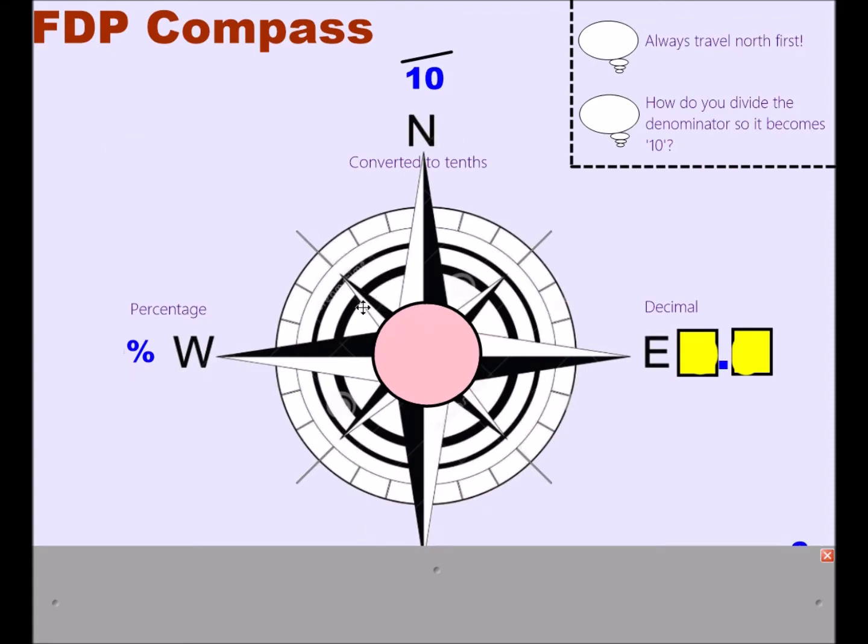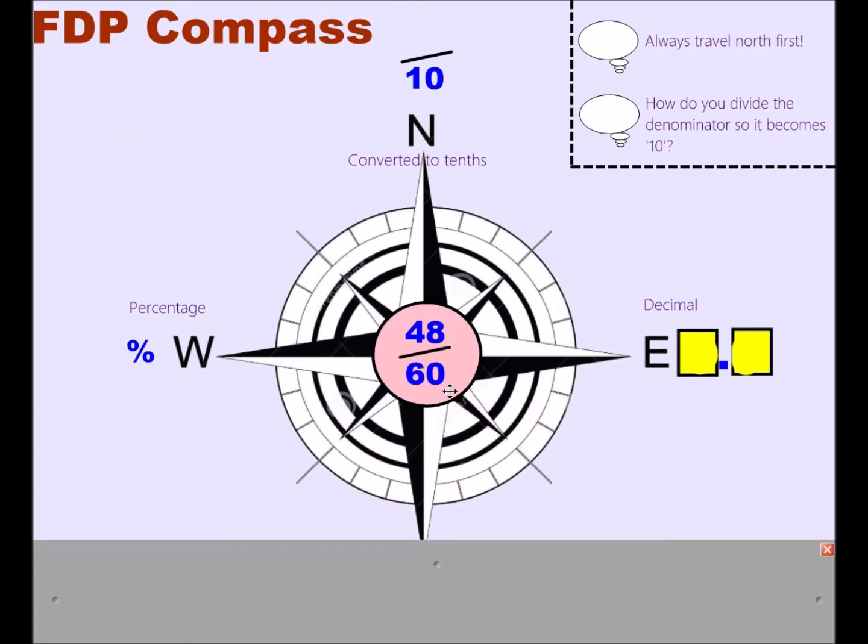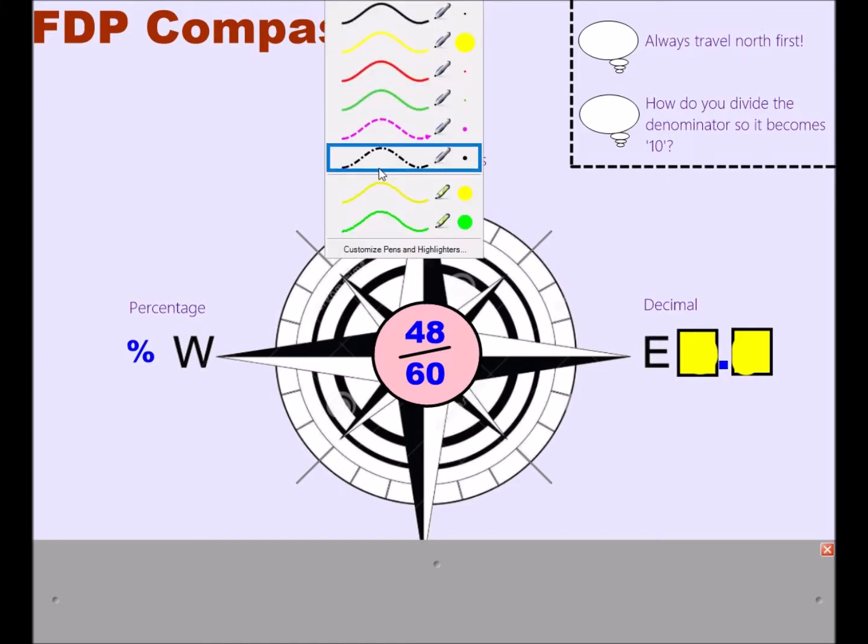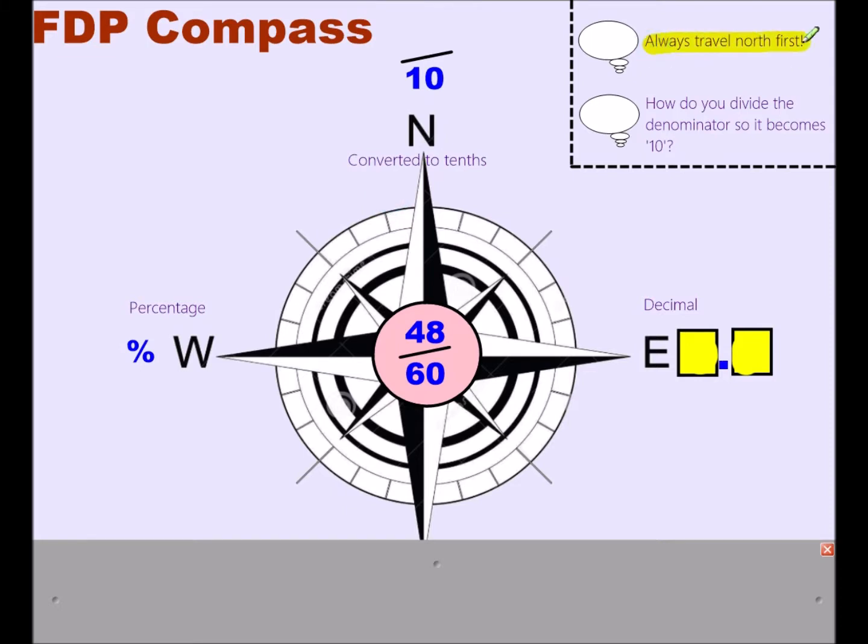So we have got here 48/60ths. Okay, now the two most important parts, and probably the two most difficult parts to remember, is that we must always travel north first. Travel north first means that we'll get our fraction converted into something over 10, changing the denominator in this case from 60 to the denominator of 10.